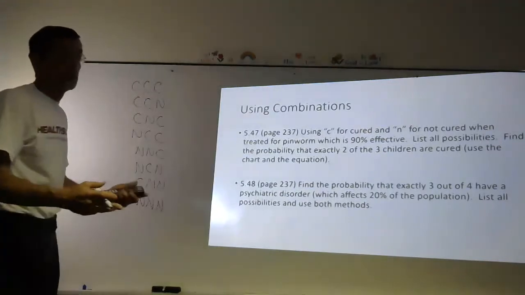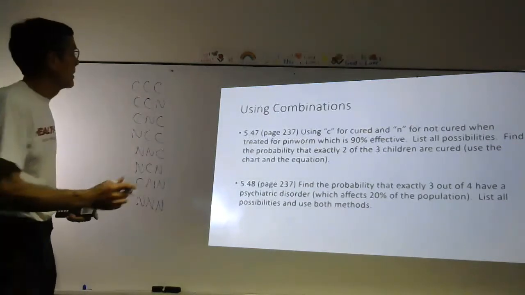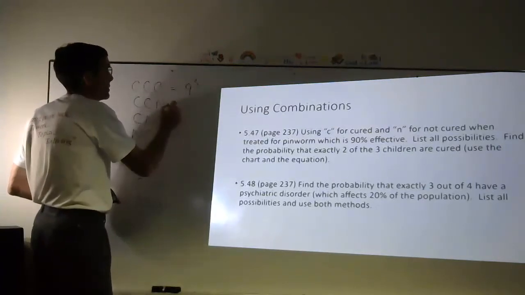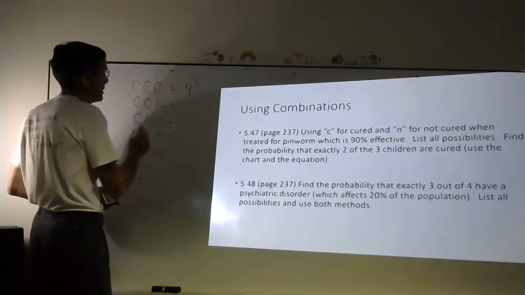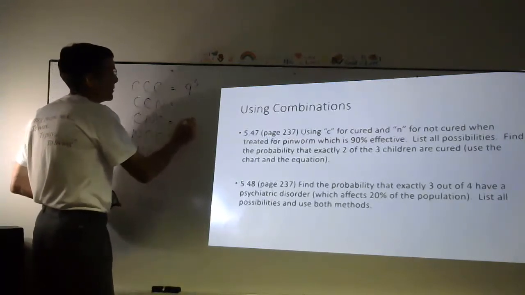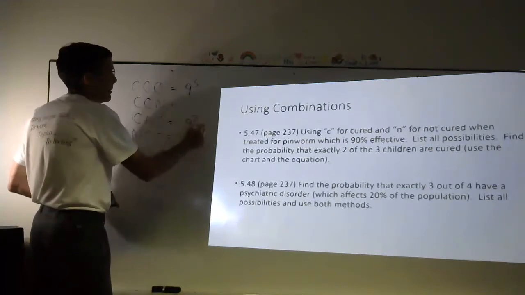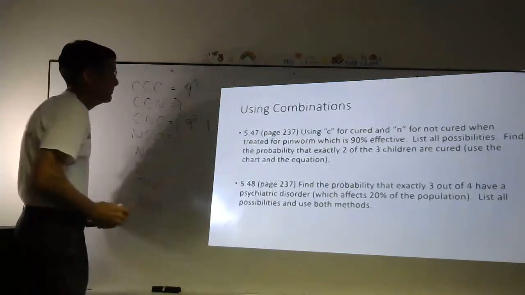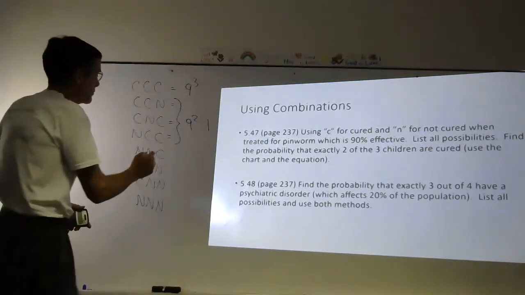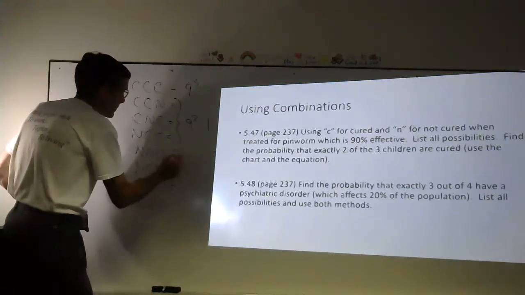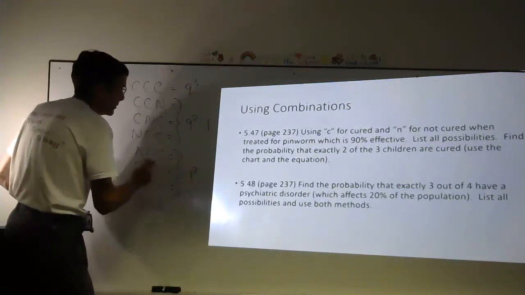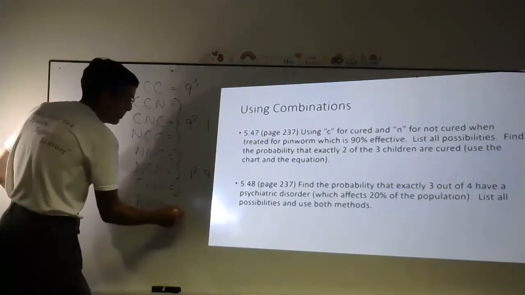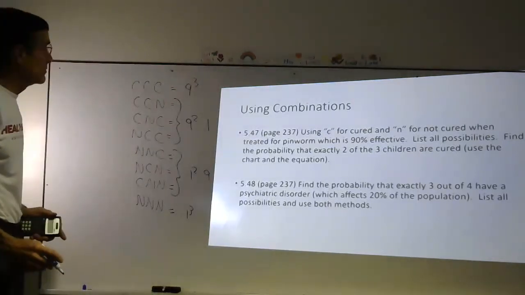These are all 3 children that are independent from each other. We can multiply. This would be 0.9 times 0.9 times 0.9, which is 0.9 cubed. This would be 0.9 squared times 0.1, correct? Each one of these would be that, all right? This one down here could be 0.1 squared because 2 of them are not cured and 1 is, okay? And down here would be 0.1 cubed if no one is, all right?